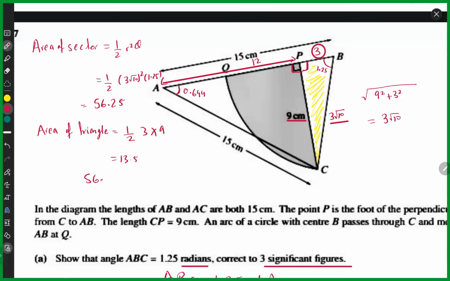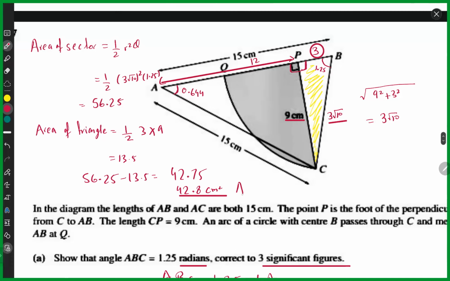So 56.25 minus 13.5 is going to be 42.75. So you can write the answer as 42.8 centimeter square. This is going to be the answer, okay? Did you understand this?